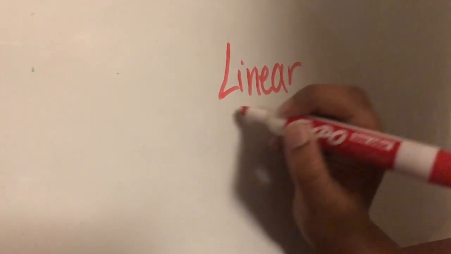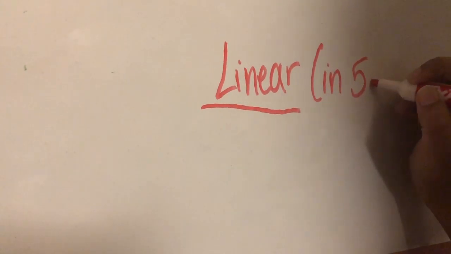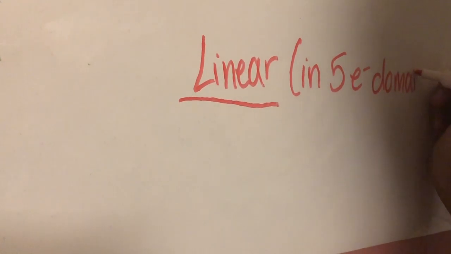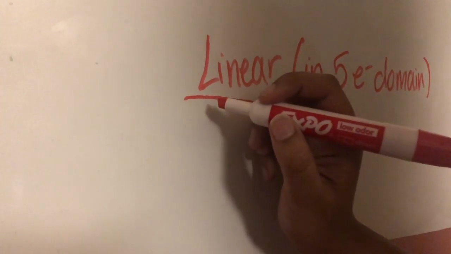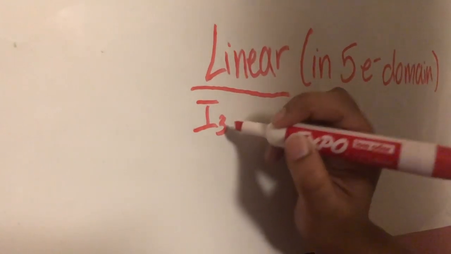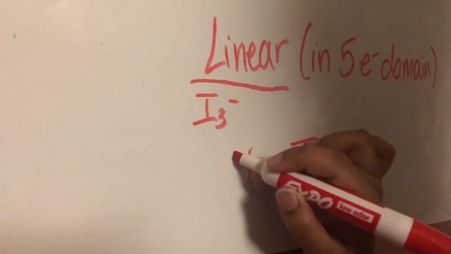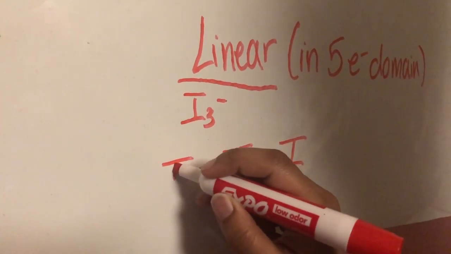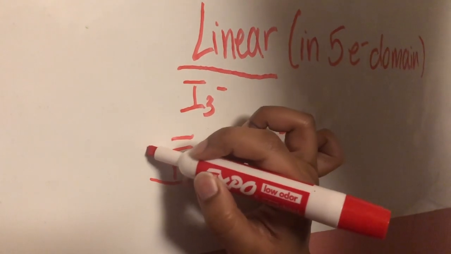The linear shape seen here has an electron domain of 5, which means it differs from other linear shapes. This linear shape has 2 shared electron pairs and 3 lone pairs. The example we're using is triiodide. Triiodide has a negative charge, but it still has a hybridization of sp3d and is a nonpolar molecule.